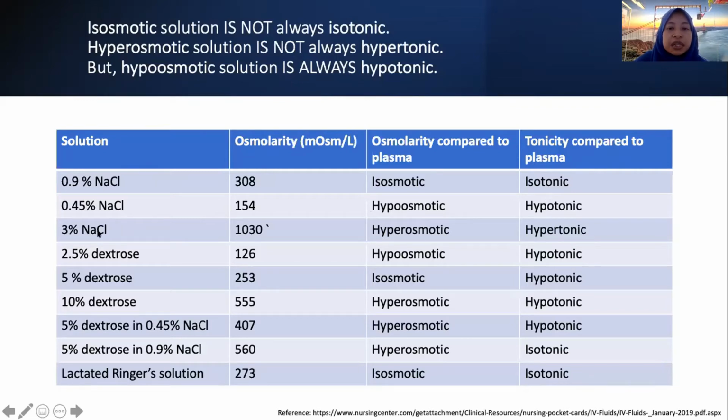If you use a much more concentrated sodium chloride, for example 3%, the osmolarity is about 1,003, about 1,000. It is hyperosmotic, and when you compare to the plasma, about 300, it is hypertonic. Sodium chloride is quite easy. Now let's look at the dextrose or the glucose. Which one do you usually use in surgery?